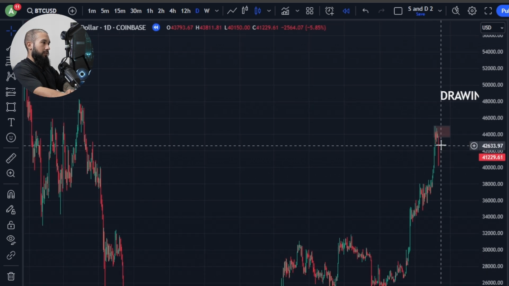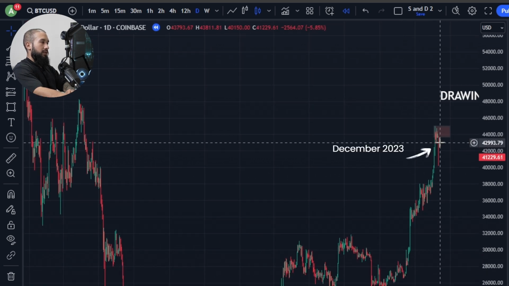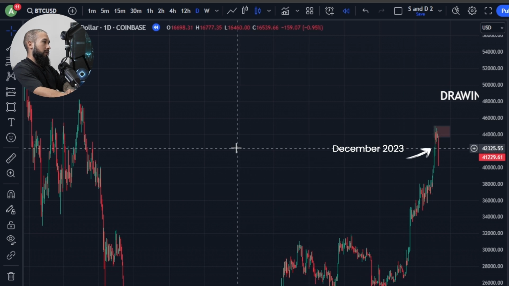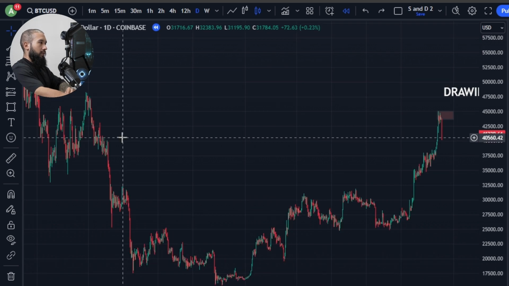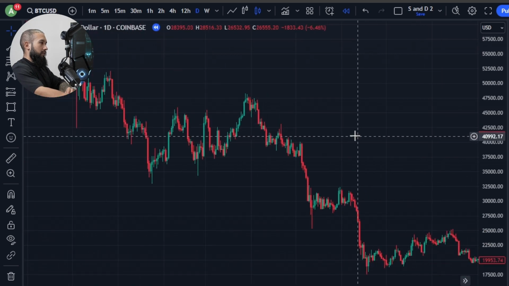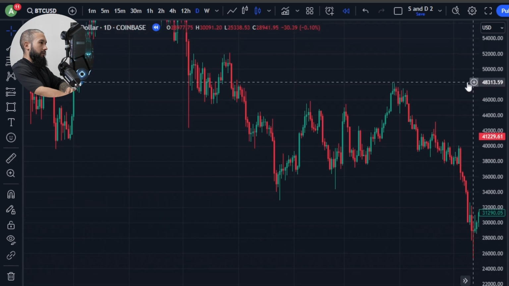We can see this time period was around the middle of December, and if we go all the way back, the last time prices were near this level was back in April of 2022. So literally almost 2 years ago. It's been a while. Alright, and I'm going to zoom into this area over here.